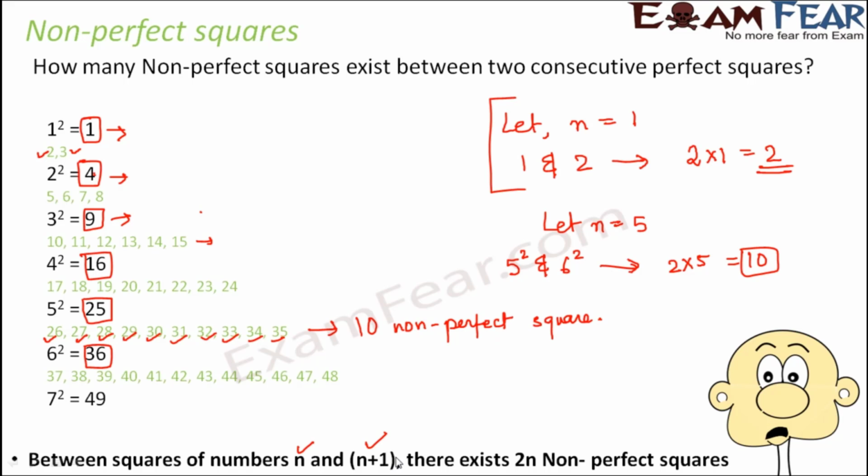This is a very simple formula which has been derived after observing this pattern, and it holds true for all perfect and non-perfect squares. Whenever you have 2 consecutive perfect squares, the number of non-perfect squares between them will always be 2n. So you can put in this formula and calculate how many non-perfect squares will exist between 2 perfect squares.